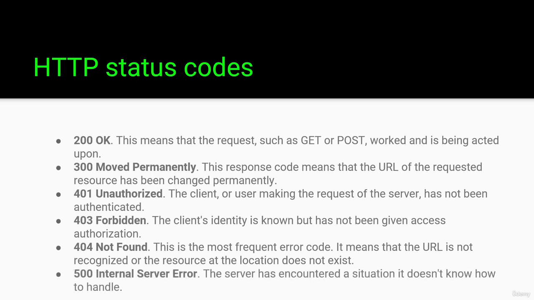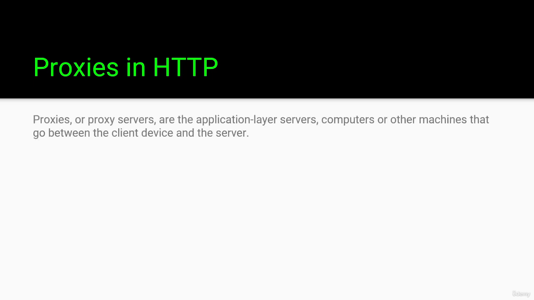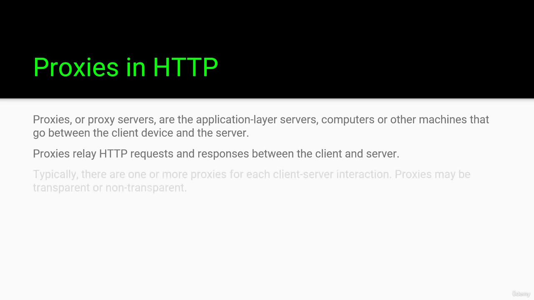We have 500, internal server error, and this means that the server has encountered a situation it doesn't know how to handle. Now we have proxies in HTTP. Proxies or proxy servers are application layer servers, computers or other machines that go between the client device and the server. Proxies relay HTTP requests and responses between the client and the server. Typically, there are one or more proxies for each client-server interaction. Proxies may be transparent or non-transparent.